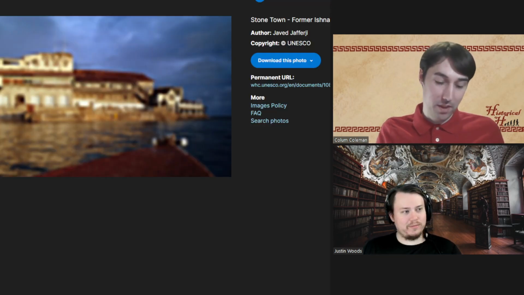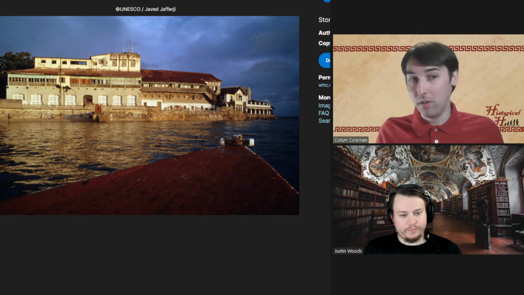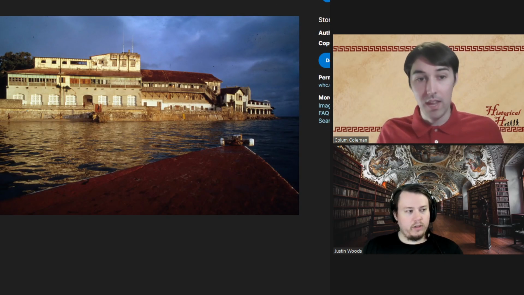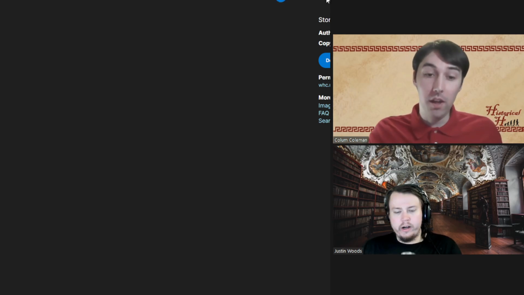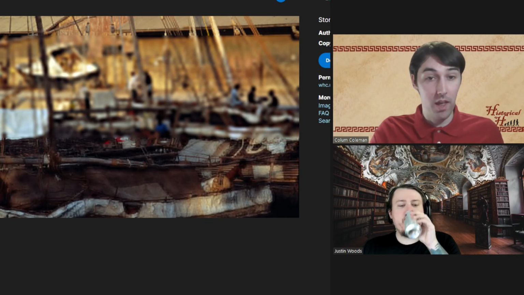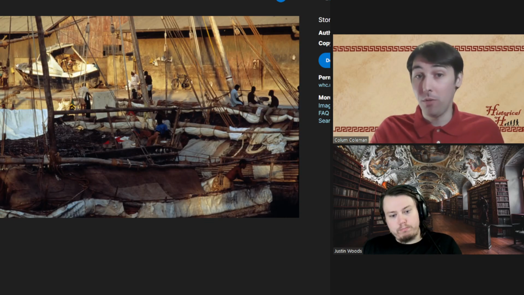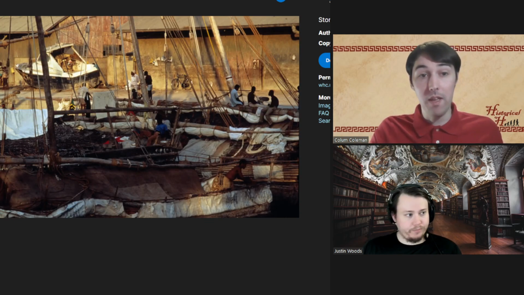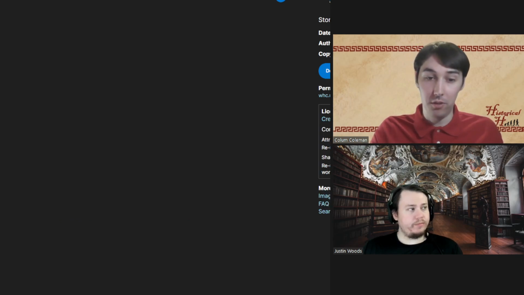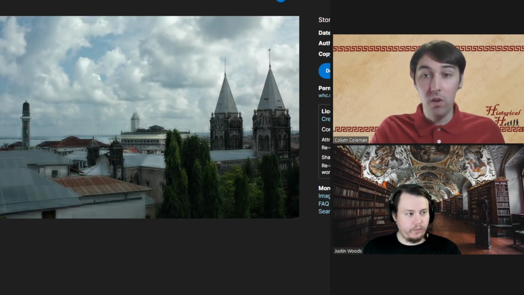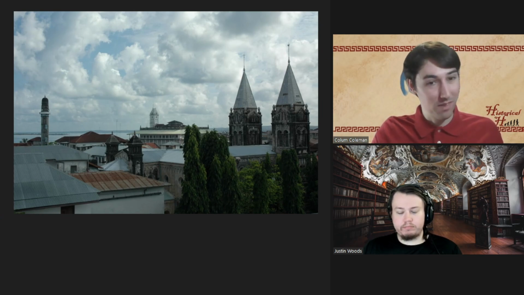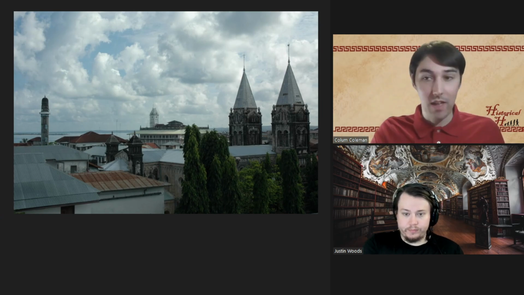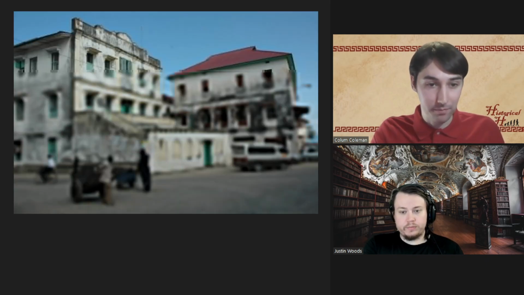One of the very fun things about the Stone Town here is that it is a multicultural site to its fullest. It combines elements of cultures from Africa, Arabia, India, and Europe. So this is a real melting pot of effectively half the globe coming together to make this town.